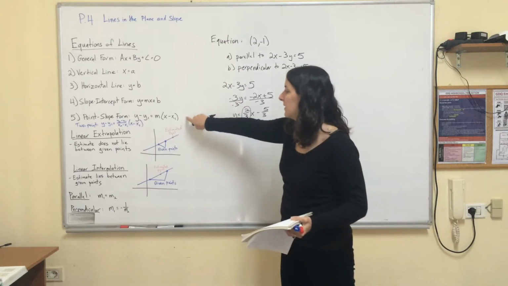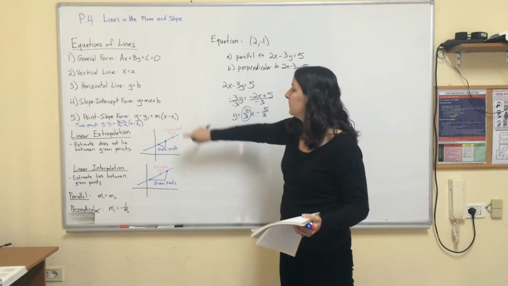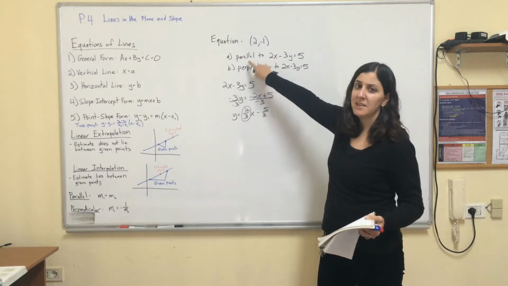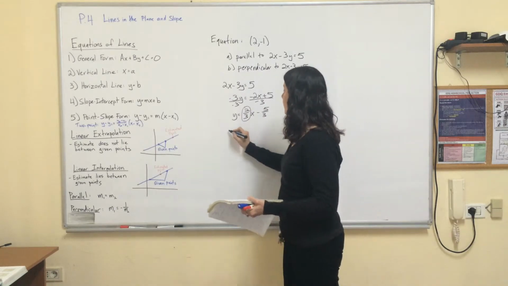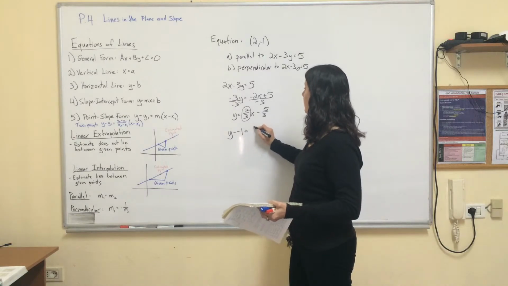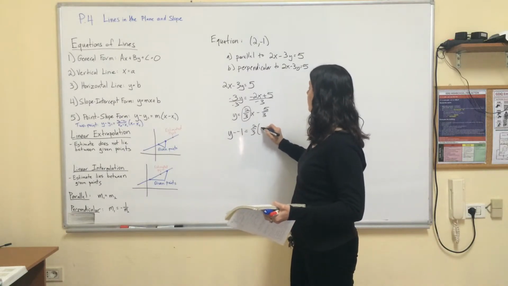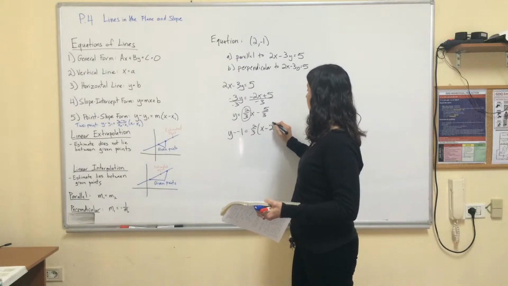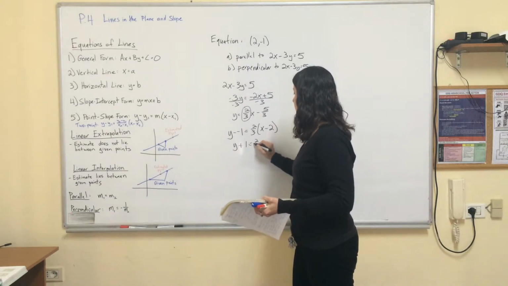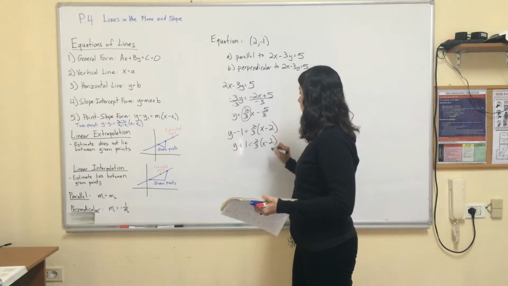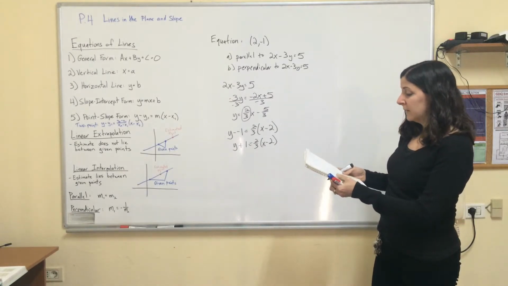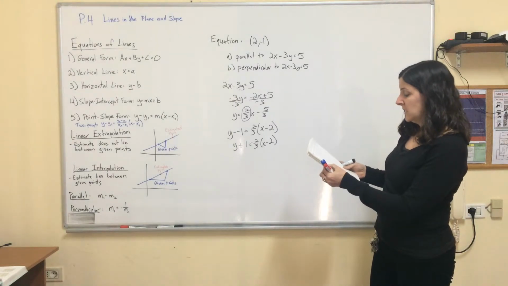Then I'm going to use the point-slope form, because it's much easier for this one. We have a point and we have the slope. It's parallel, so the slope is going to be the same. So we take y minus negative 1 equals 2/3 times x minus 2. So we have y plus 1 equals 2/3 times x minus 2. This is going to be the point-slope form of the equation.